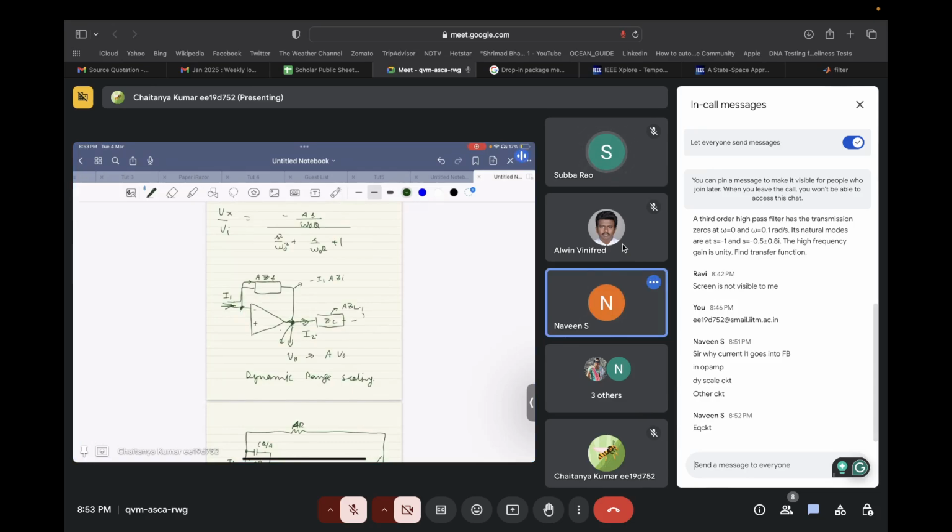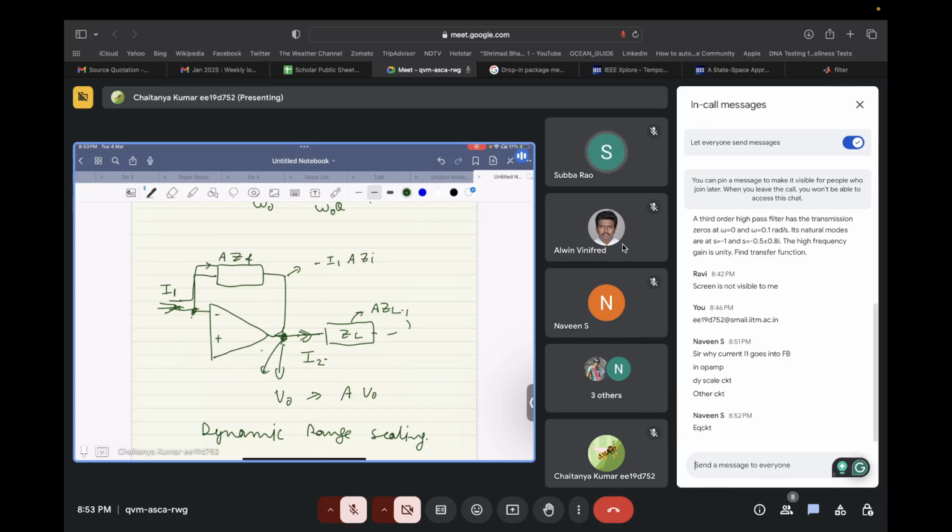So I1 won't go into the op amp. I1 will go through this feedback impedance, and the voltage we get over here is I1 times ZF. I1 will not go to ZF, sir, only the output current will come to that node. I1 can't go inside the op amp, so I1 goes to that node, and after that the output current will go to ZF.